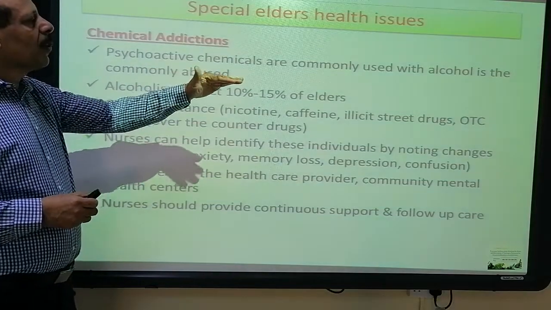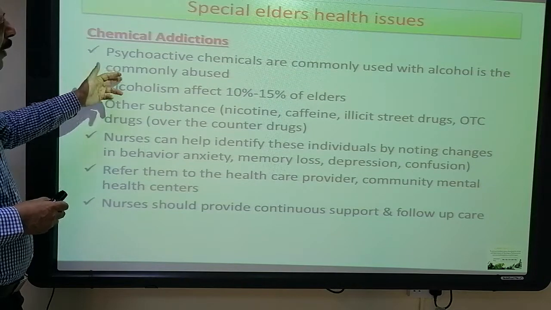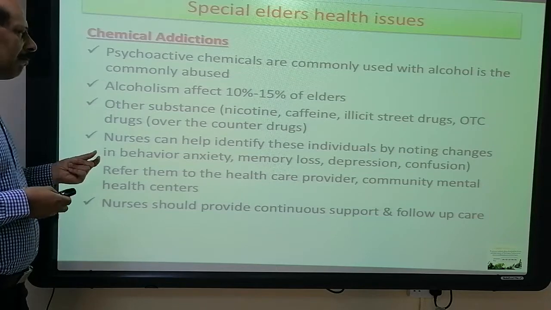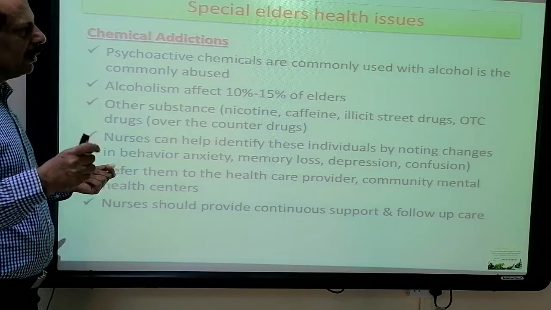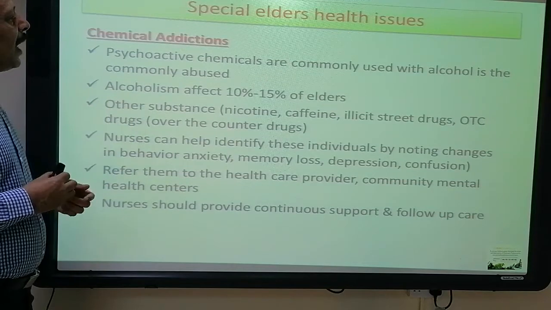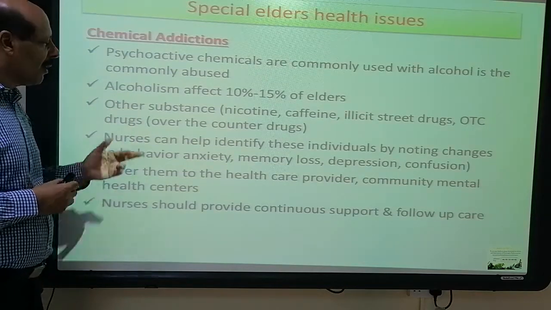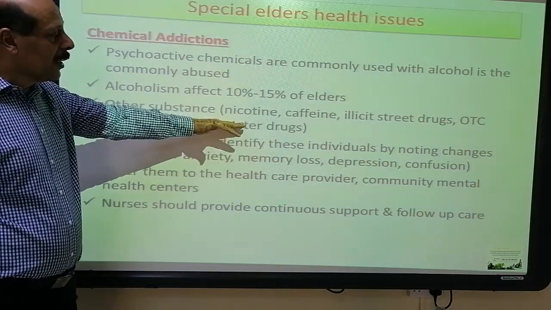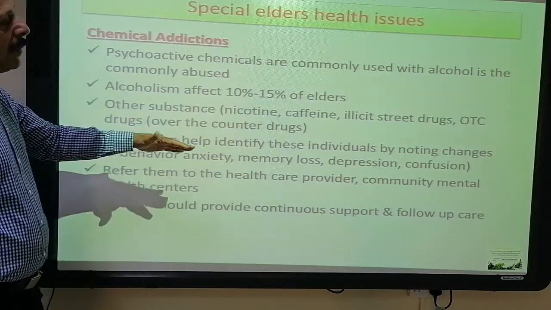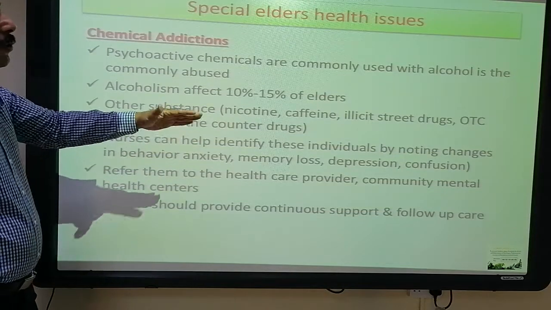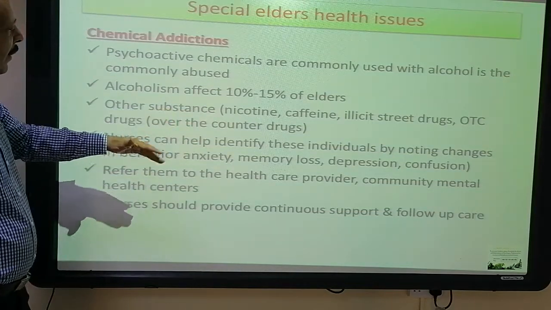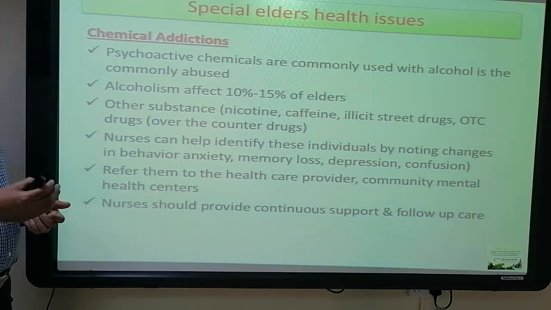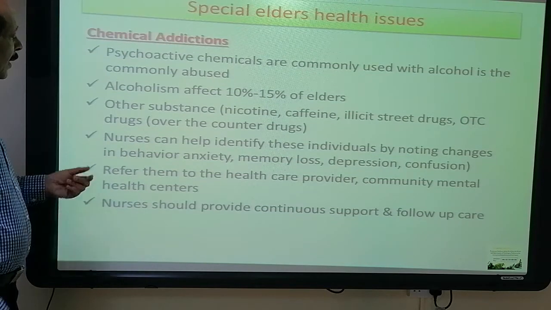Psychoactive chemicals are commonly used with alcohol in the community, and commonly abused. This is also, as we said, rare in our community. Alcoholism affects 10 to 15% of elders in Western countries. Other substances include nicotine, caffeine, and drugs which can be taken over the counter, without prescription.